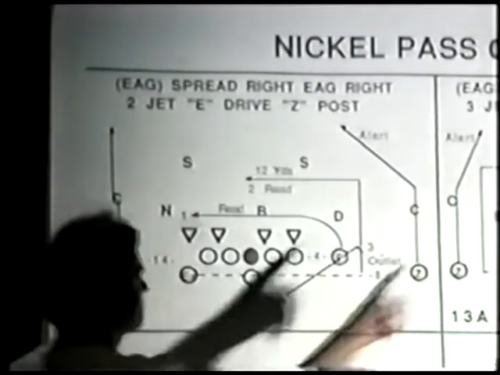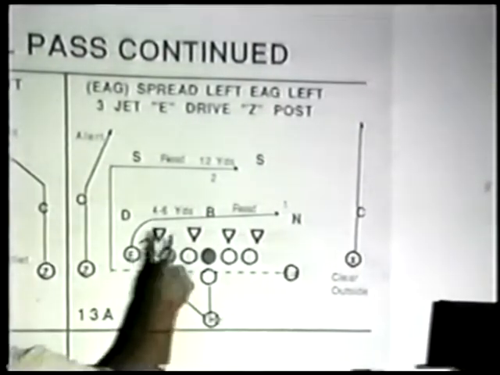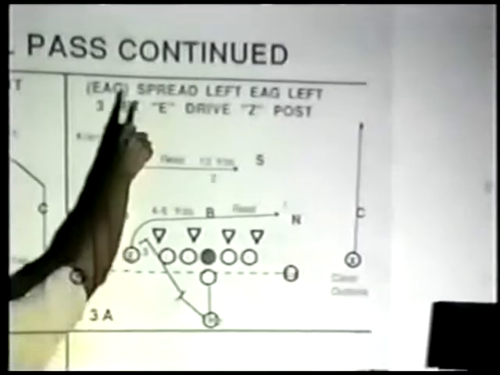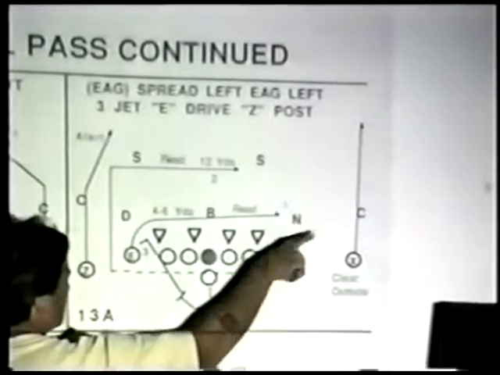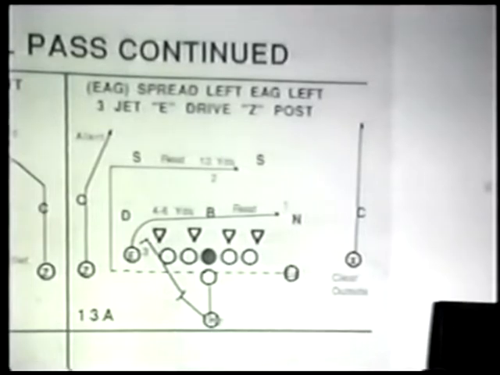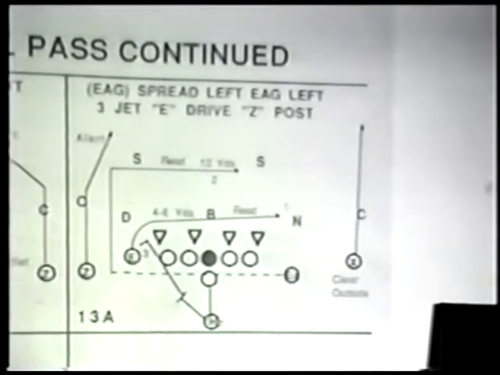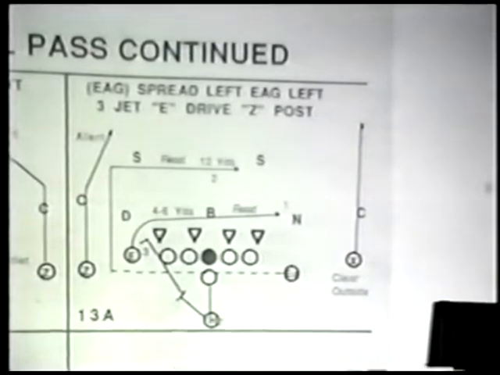All right, so turn it over, spread left, eagle left, 3-jet, E drive, Z post. Same thing. E drive, eagle basic, here's your post, check it down, progression 1, 2, 3. Stretch your drop. Who's the quick throw in E drive? E is. That's your hot, right? Here comes the blitz, you got E running. All right, let's look at the film.